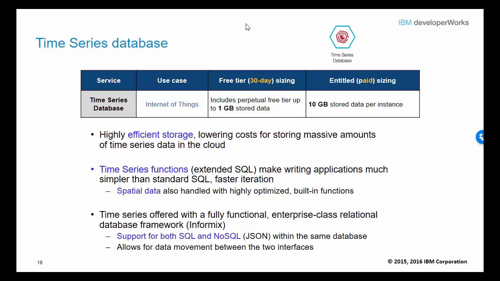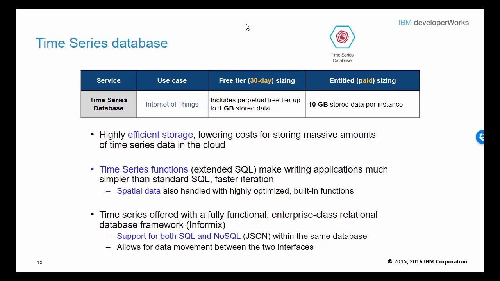So compared to other database technology, typically it can use less than a third of the space that a normal relational database would use to store timestamp data. It also offers SQL extensions that make it easier to write applications because you can do more complicated operations on time series data. It also has extended functions for handling spatial data, so you can do complex queries that involve GPS coordinates.